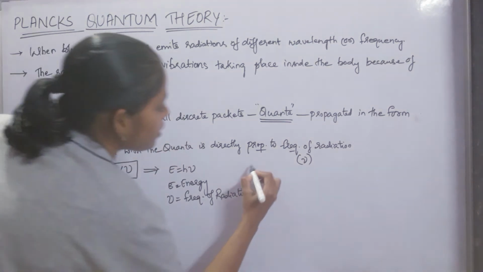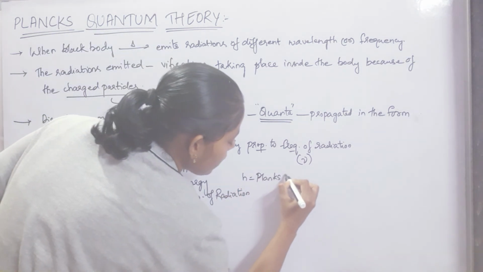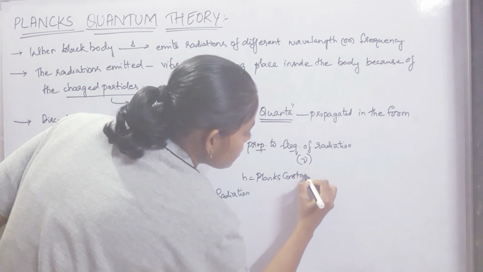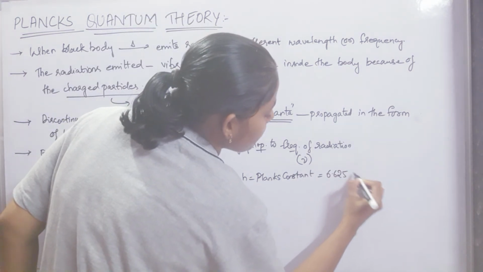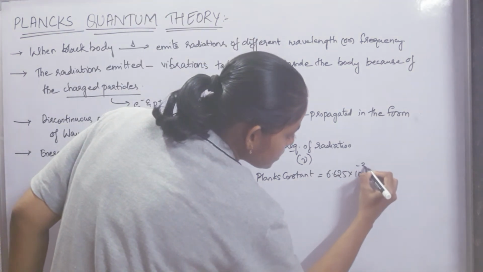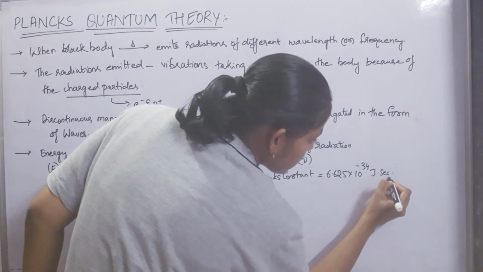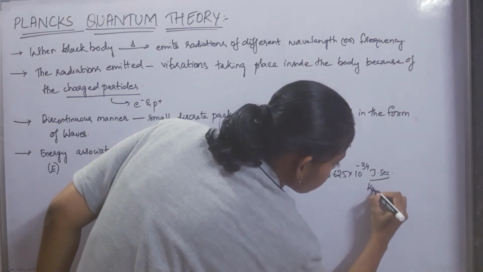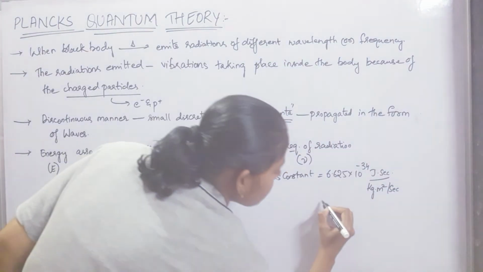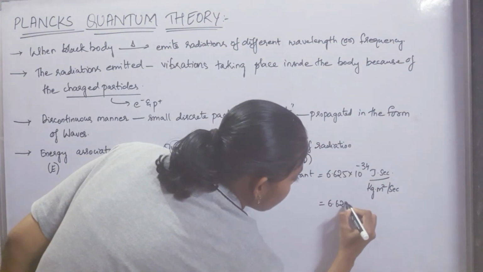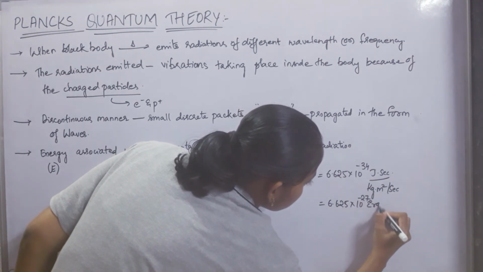Now what is h? h is Planck's constant. What is the value of this Planck's constant? It is 6.625 into 10 power minus 34 joule second. This joule second we can even write as kg meter square per second. Another value is 6.625 into 10 power minus 27 erg second.